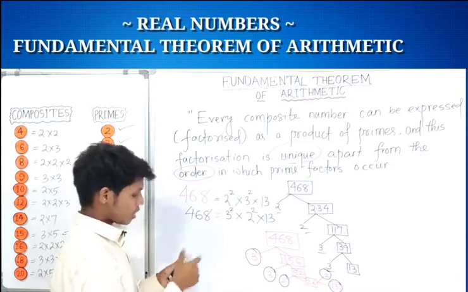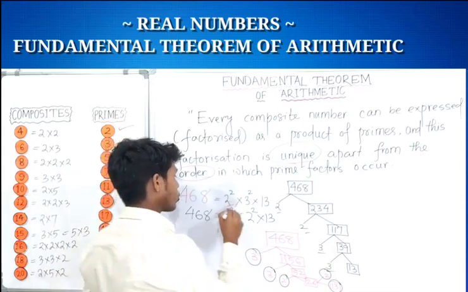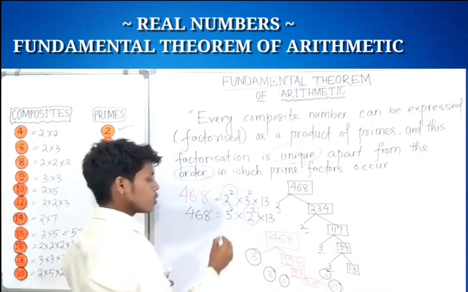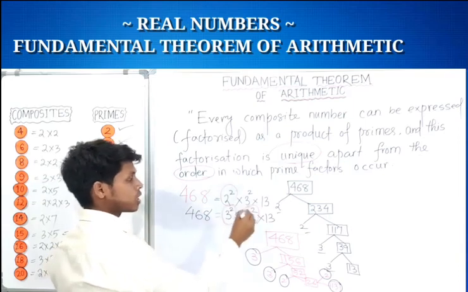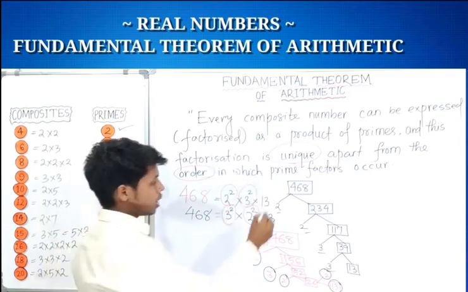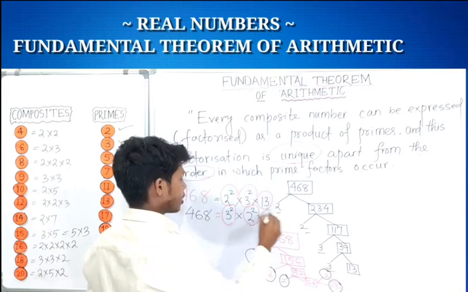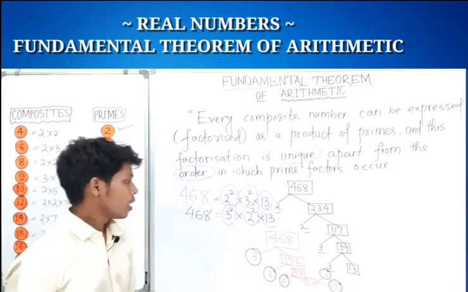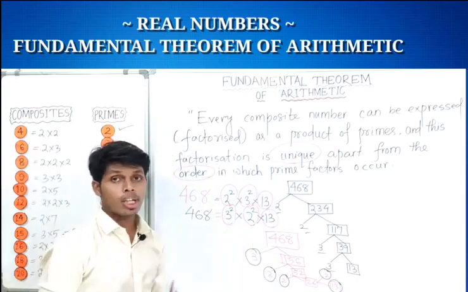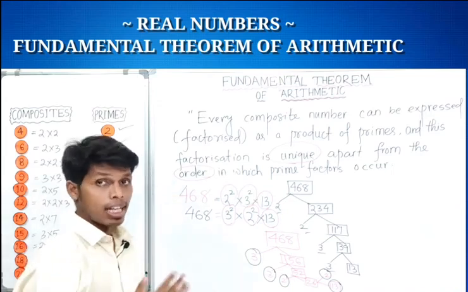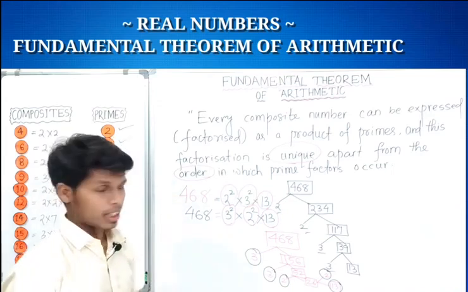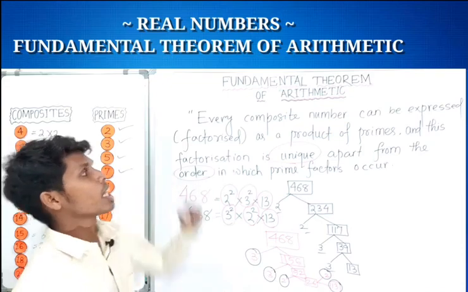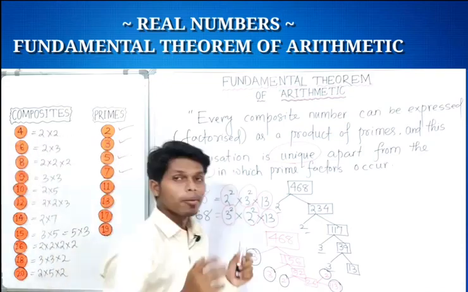But if you see the combinations, here there are two 2s, here also there are two 2s, here there are two 3s, here also there are two 3s, here there is one 13, and here also 13 is multiplied once. So the combination is unique always. Yes, the order may change among the prime factors. So this is what the fundamental theorem of arithmetic says.